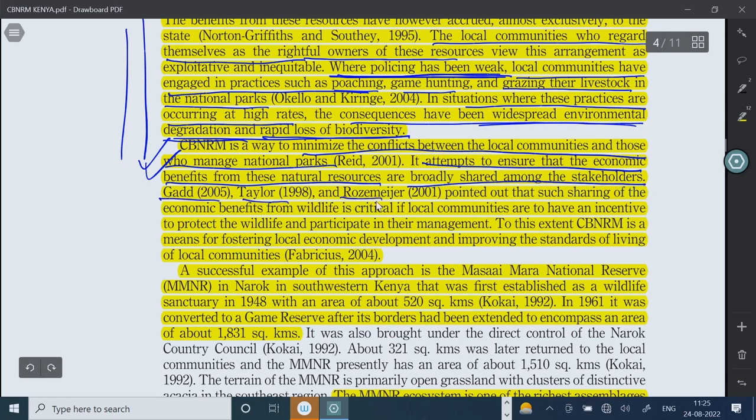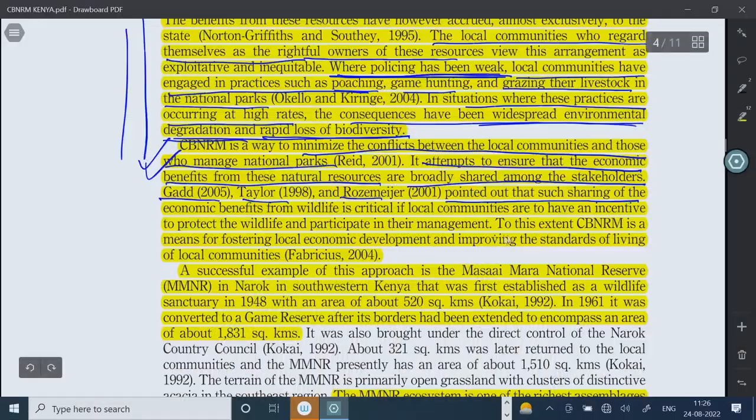Gad and Taylor and Rosemeyer have pointed out in their research that such sharing of economic benefits from wildlife is very critical if local communities are to have an incentive to protect the wildlife and participate in its management. If the government wants local people to take care of the resources, whether it is wildlife or any other natural resources, they have to ensure that the economic benefits from these resources are also equitably shared with the community. Only expecting them to take care of the resources will not fetch any kind of solution.